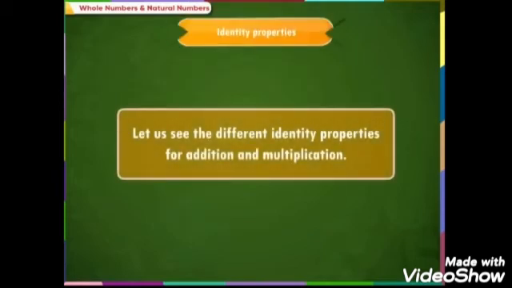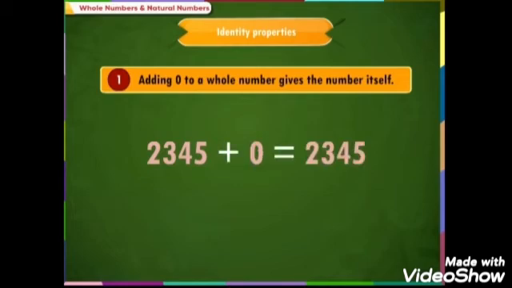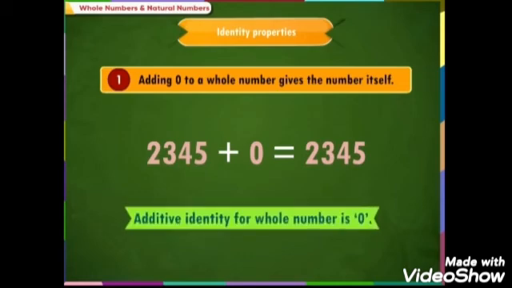Identity properties. Let us see the different identity properties for addition and multiplication. 1. Adding 0 to a whole number gives the number itself. For example, 2,345 plus 0 is equal to 2,345. We call 0 the identity for addition or additive identity for the whole number.